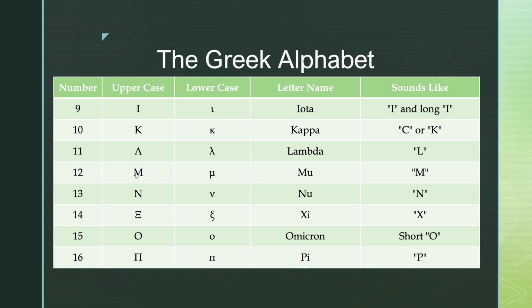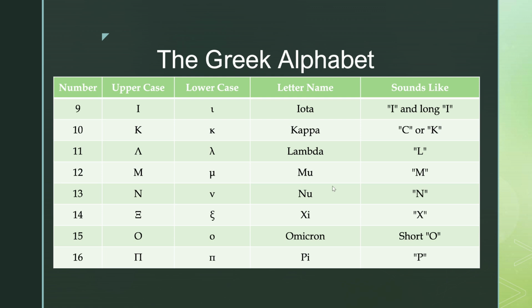Mu, the uppercase looks like M, and the lowercase looks like the symbol used for micrometers. And it sounds like M. And this is where things get confusing. Nu, the uppercase looks like N perfectly, but the lowercase looks like a V. It's not a V, it's nu. And when you transliterate or translate it or pronounce it, it's an N. It sounds like an N. It's a nu. It's not a V. There's no V in the Greek alphabet.